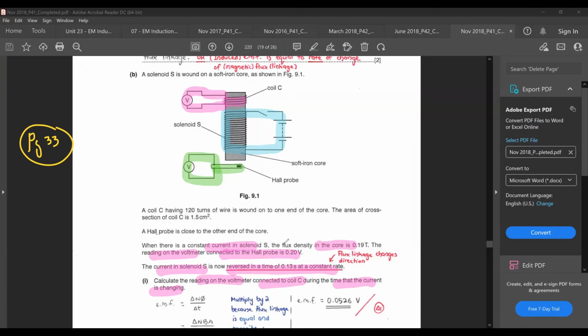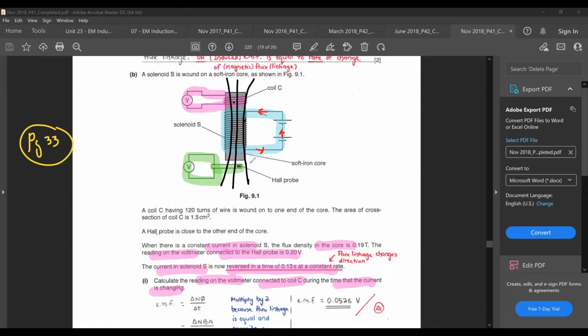Okay, so they tell you now, the switch is closed. They didn't say the switch is closed, but they say that there's constant current flowing through the solenoid. This means that I would have a magnetic field being produced through the solenoid. You see your magnetic field just so happens to pass through your coil C, giving it flux linkage. And then your magnetic field also passes through your Hall probe.